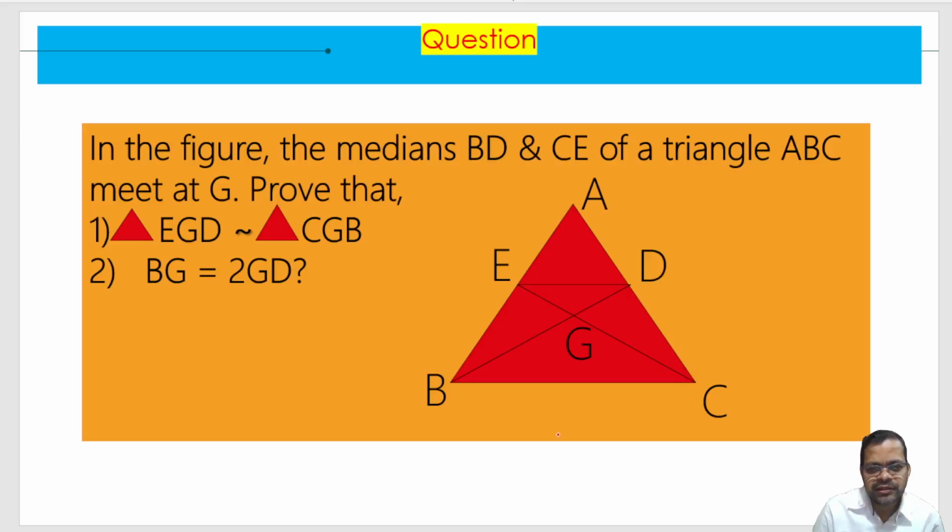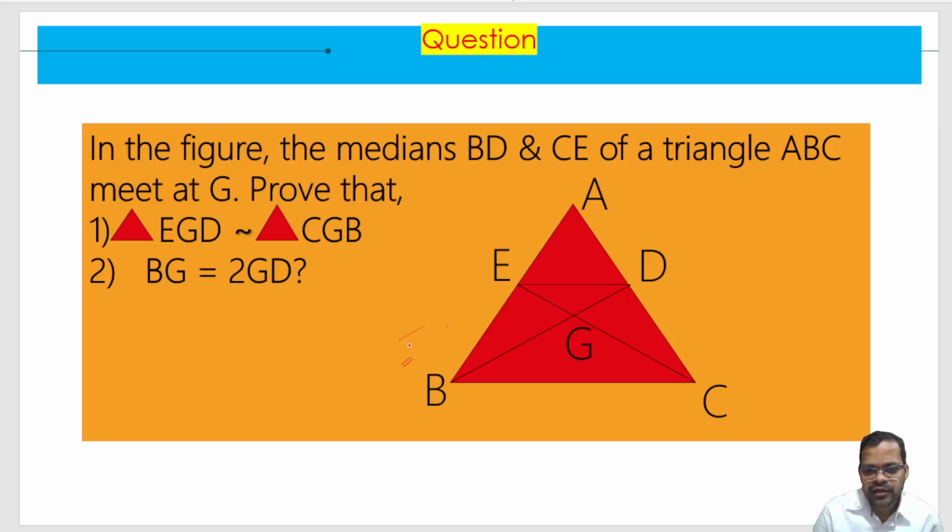So here we see the question says, you can see the figure, the medians BD and CE of a triangle ABC, this is triangle ABC, meet at G. You can see that, meet at G. So prove that triangle EGD is similar to triangle CGB, you can see that, and BG is equal to 2GD.